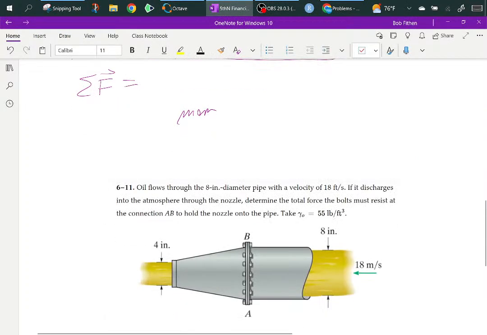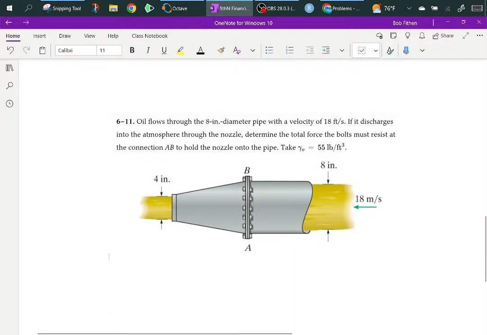It says oil flows through the 8-inch diameter pipe, which is right here, at 18 meters per second, and if it discharges to the atmosphere through the nozzle, determine the total force the bolts must resist at the connection AB to hold the nozzle onto the pipe. There are two or three things he hadn't described here. First thing, he should have said no losses.